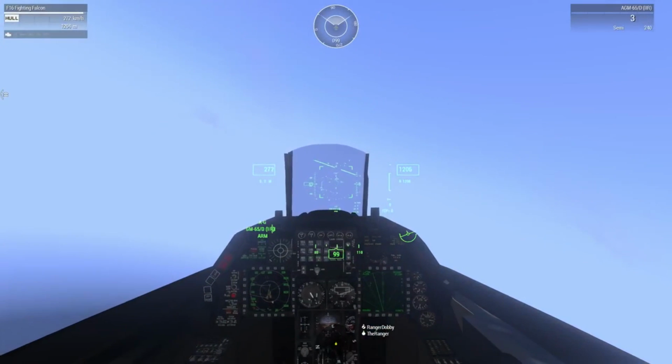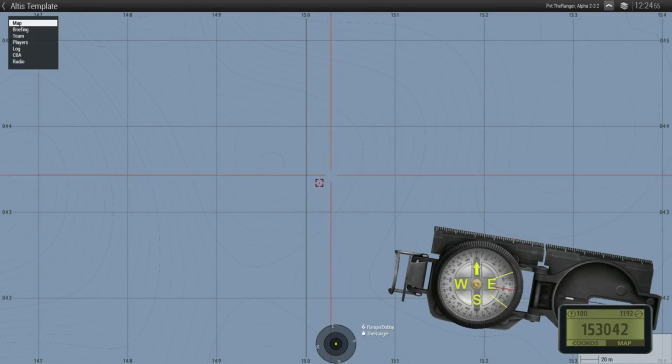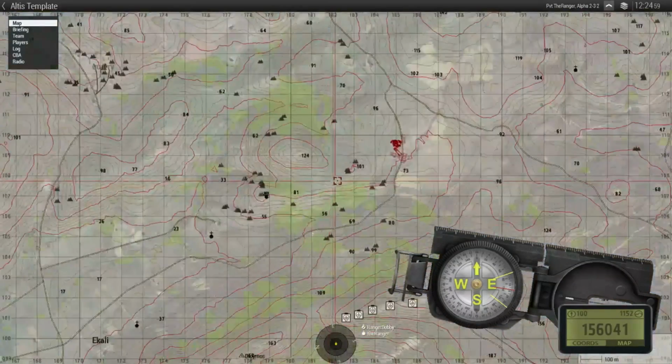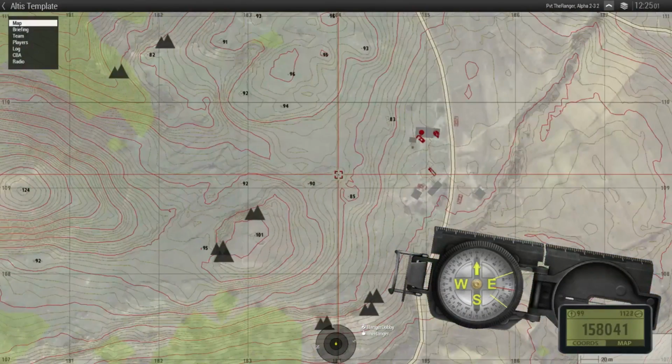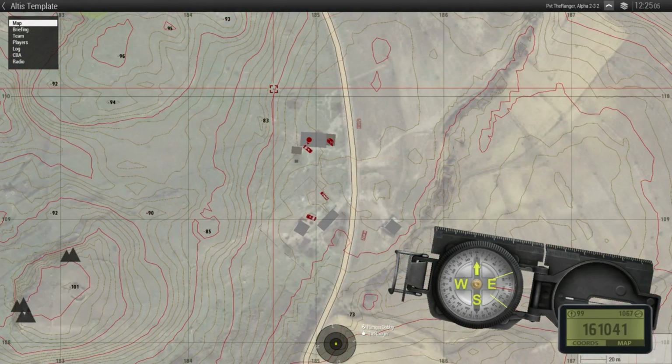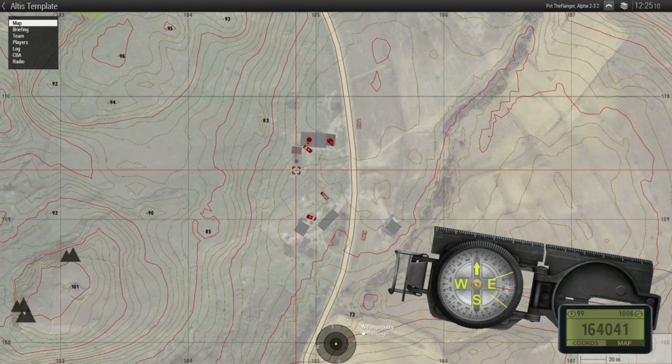So let's reference our map and get set up for an attack run. Now it's a good idea to make sure that you're not going to fly over the target. You wouldn't want to be shot down or anything like that. So the grid reference was 118.48, so that would be around here, and 109-4.